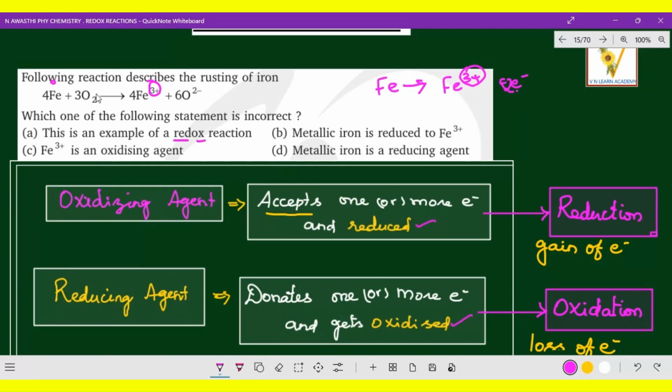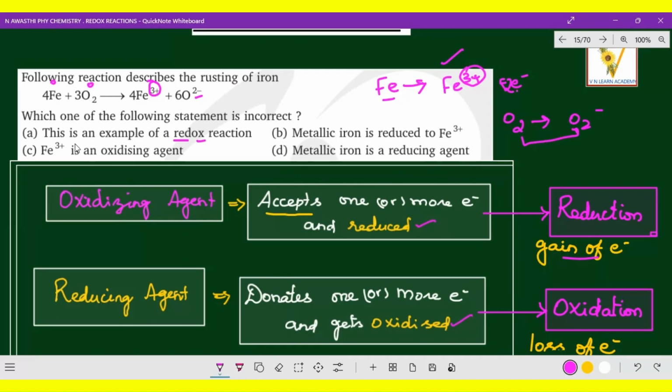And in the same way, O2 is also in the 0 oxidation state, but here it is -2. So O2 is converted to O2-. That means it is gain of electrons. Gain of electrons means reduction. So Fe converted to Fe3+ is oxidation, and O2 converted to O2- is reduction. Oxidation means loss of electrons, so from here it is losing electrons and from here it is gaining electrons. Oxidation and reduction both take place. Oxidation means loss of electrons. Reduction means gain of electrons.